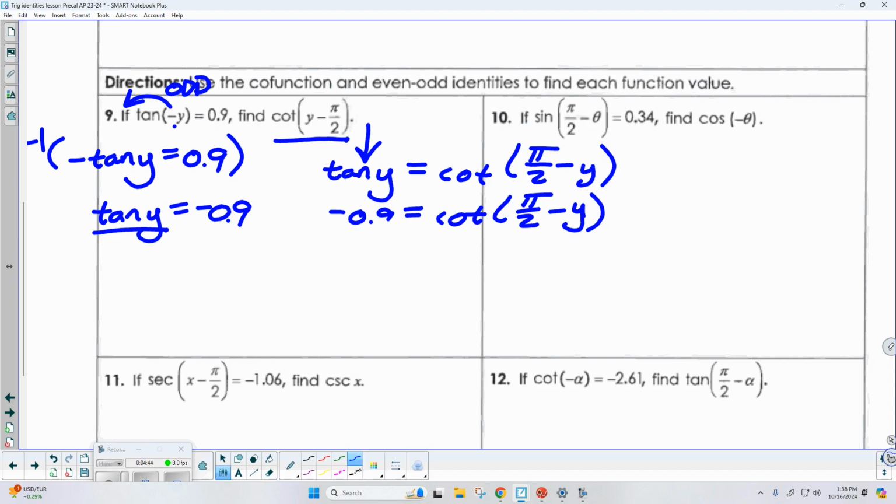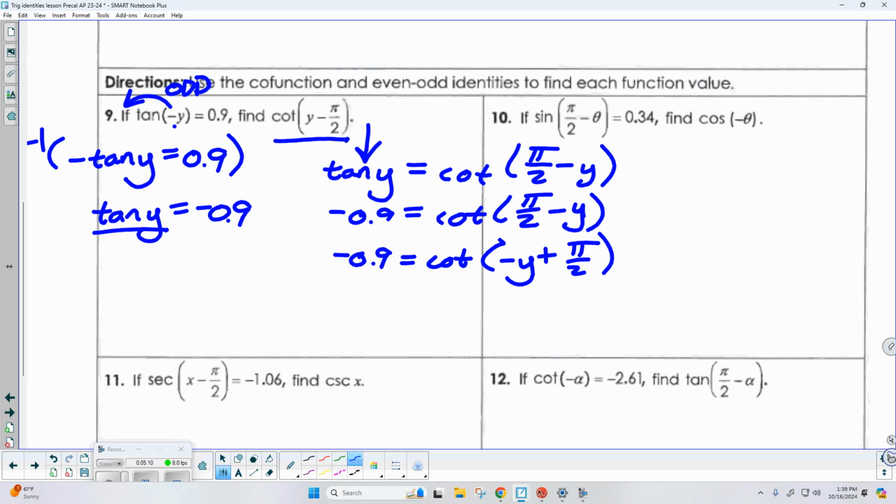Okay, so first thing I'm going to do, let's just switch the order of these terms. So a negative 0.9, that's going to equal cotangent of negative y plus pi over 2. All I did was switch the order. So we have y and then pi over 2, but the signs are wrong. What did we do yesterday to fix this?